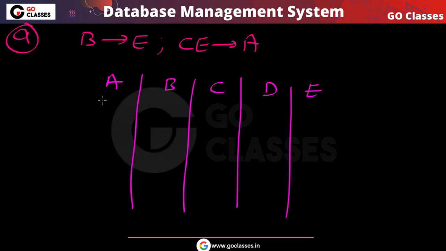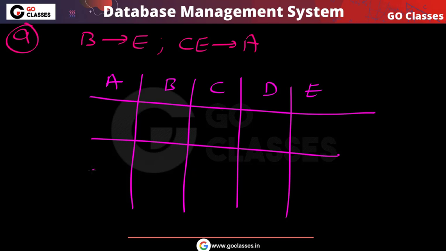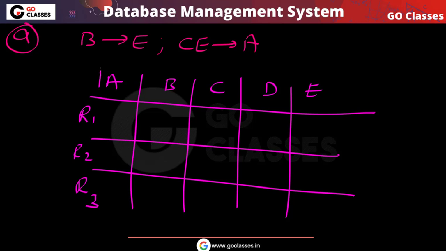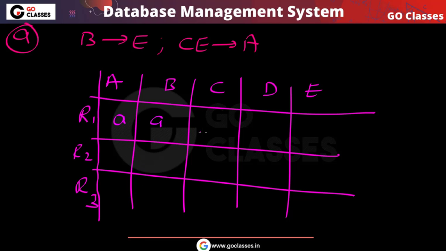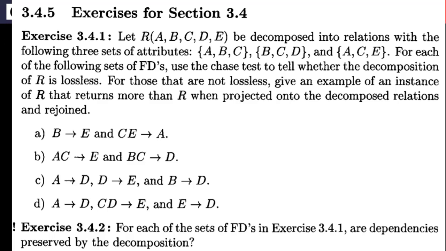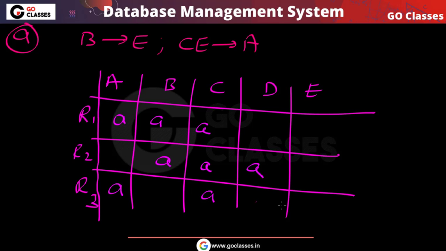So let me quickly do it. We have a total of three sub-relations, R1, R2, R3. R1 means ABC, R2 means BCD, and R3 means ACE. Now we can fill in the entries: ABC here, BCD here, and ACE here. This is the initial situation.